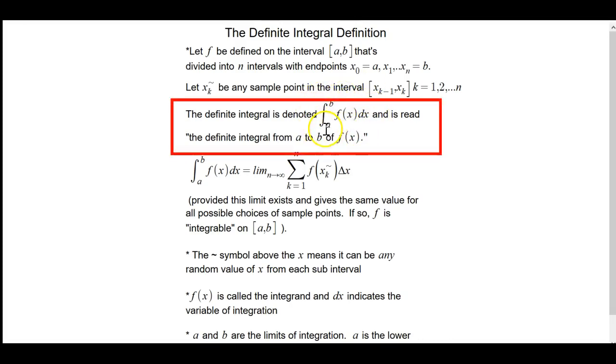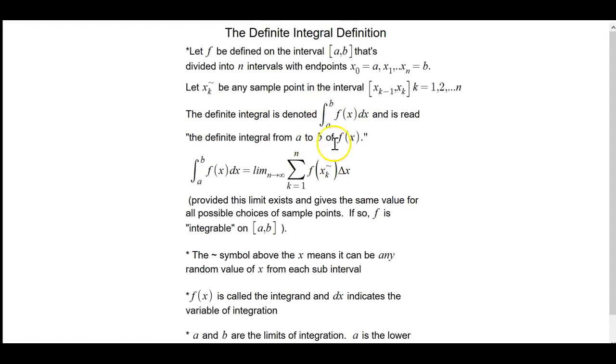This is read the integral from a to b of f of x dx, and this is the integration symbol. And it's a variation of an s for sum because it's based on those sums that we looked at in section 5.1, which are Riemann sums.